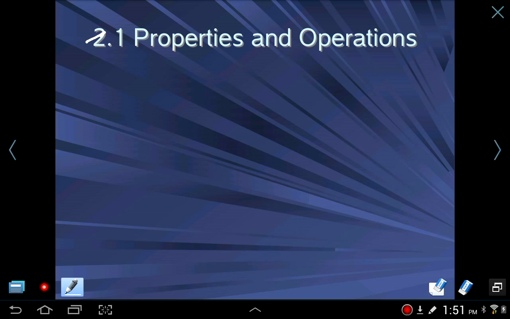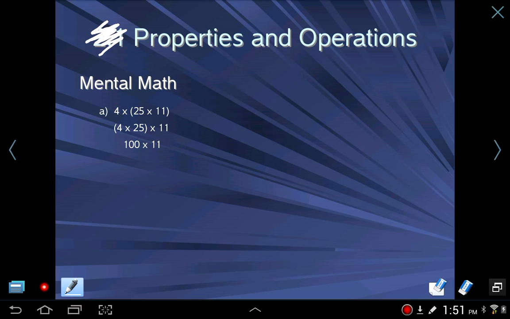Let me just check to make sure that we got them all done. And here's some examples that we could use with this. So mental math, and this is mental math, so these are the examples I could go with. For our mental math, this problem here, here's a good example where instead of doing 25 times 11 first, I switched it around to do 4 times 25 first. That got 100, and 100 times 11 is 1100.